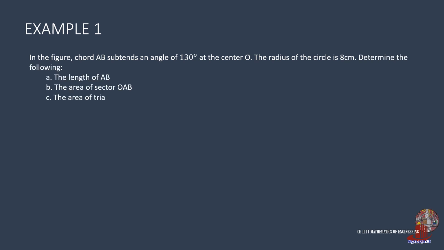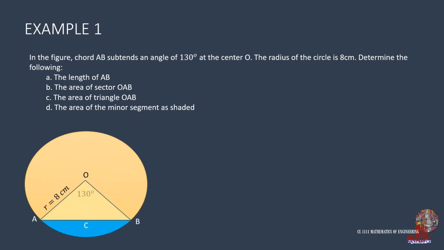In the figure, chord AB subtends an angle of 130 degrees at center O. The radius of the circle is 8 centimeters, and we are to determine a series of parameters. First is the length of chord AB. Second is the area of sector OAB. Then, the area of triangle OAB, and lastly, the area of the minor segment as shown.